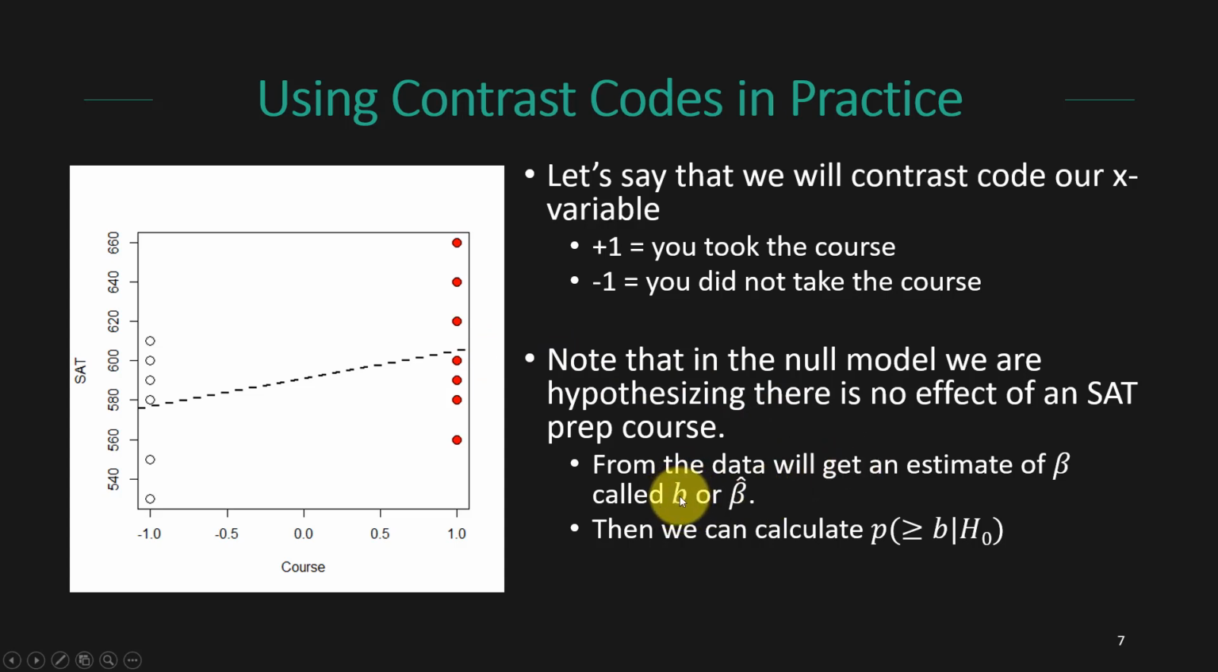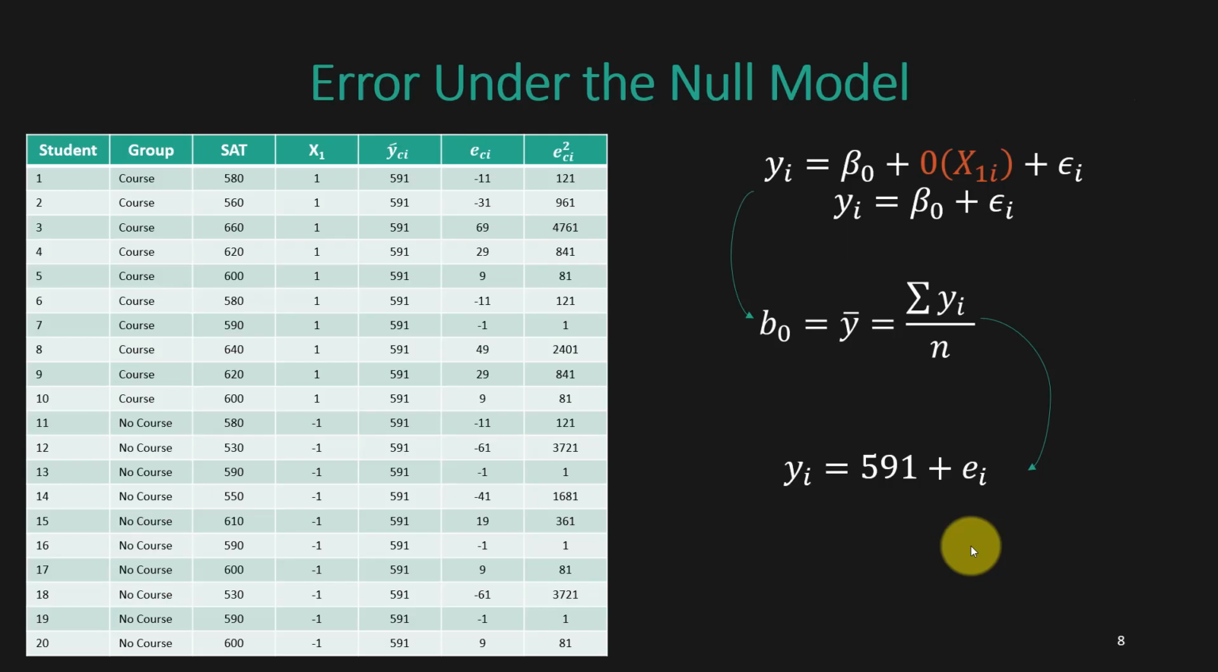In the data, we'll get some estimate of the true beta, right, which we can represent either as B, indicating the slope in the sample, or sometimes we might call this beta hat to indicate that it's the predicted beta. But then we can calculate, okay, well, what was the probability of observing a slope that large or larger, assuming that the null hypothesis is true? And if that probability is really small, we would reject the null hypothesis and say, maybe there is a systematic relationship between the SAT and my prep course.